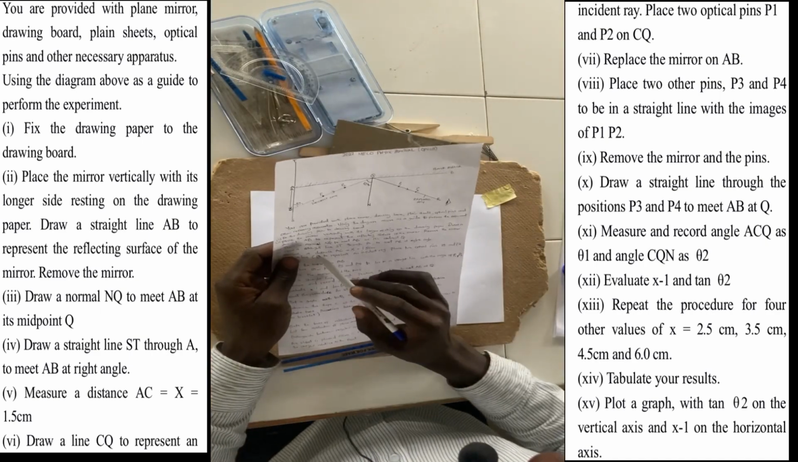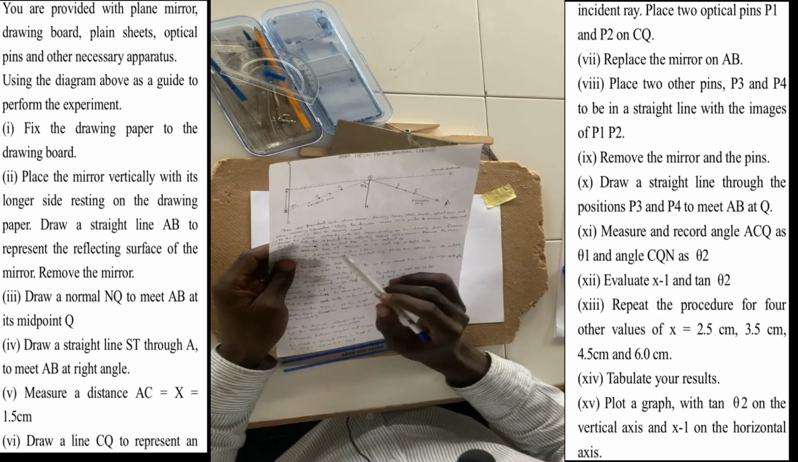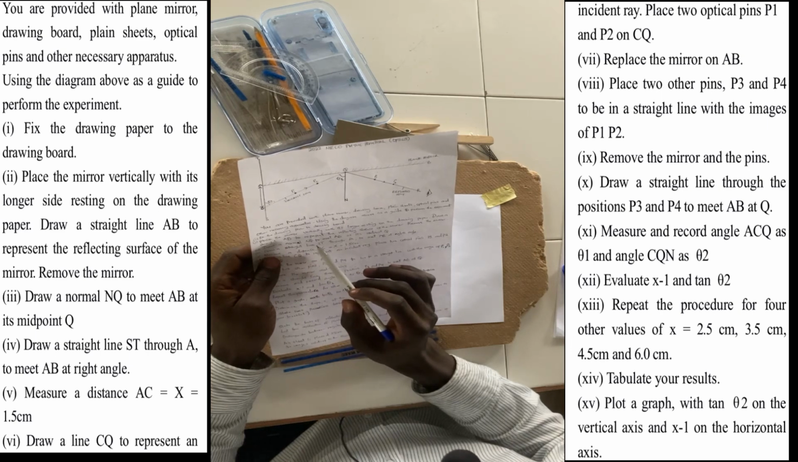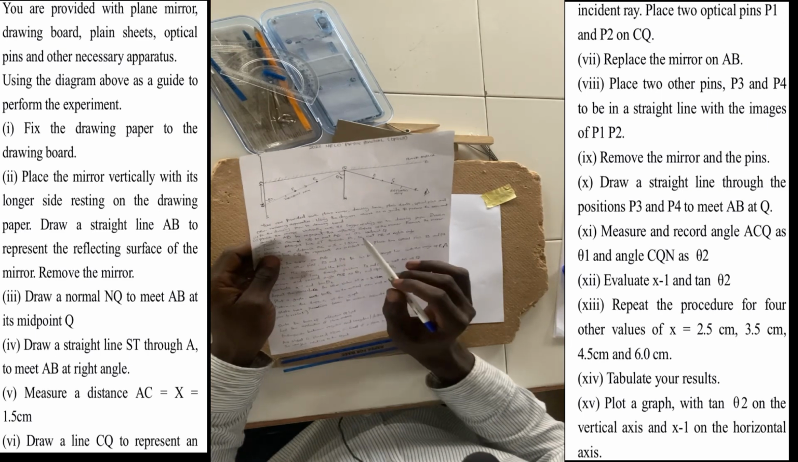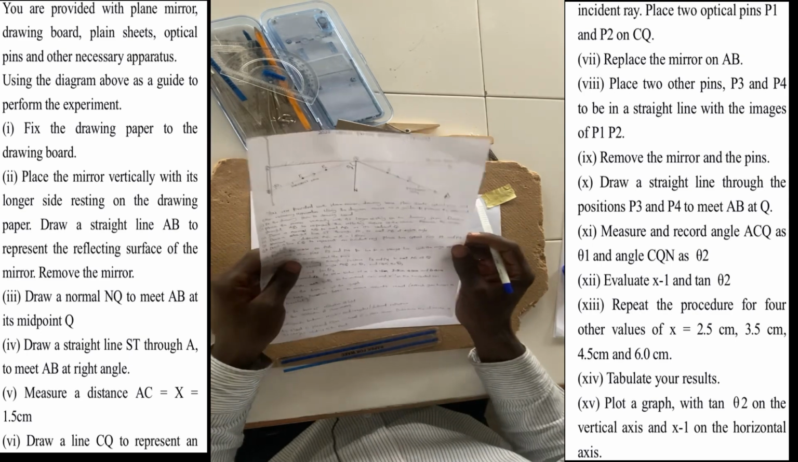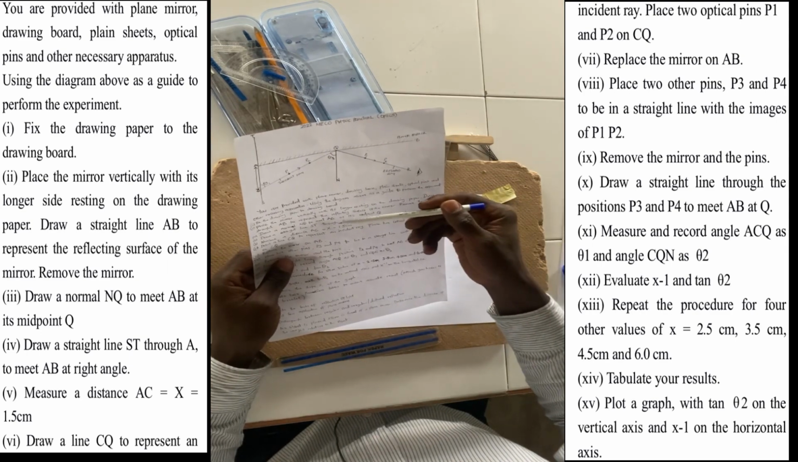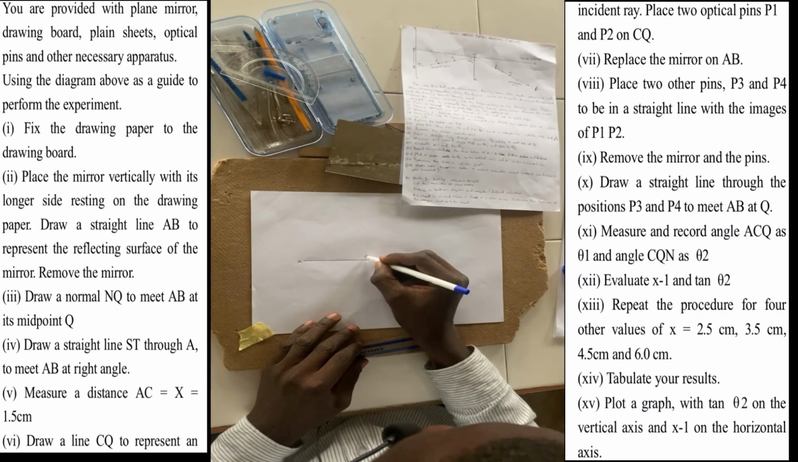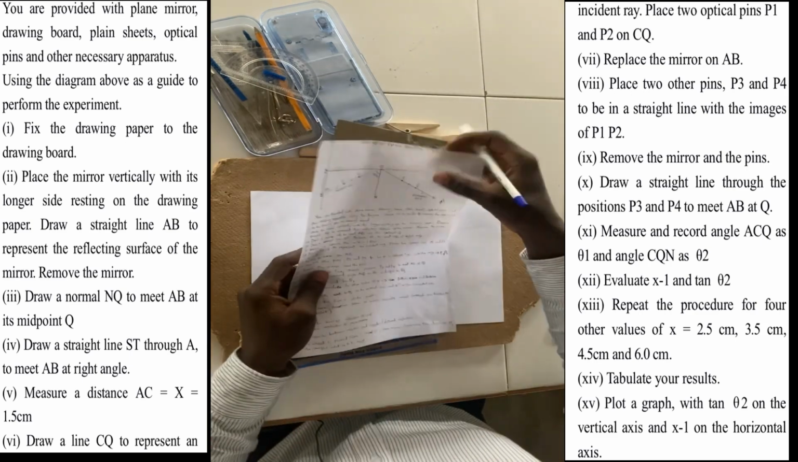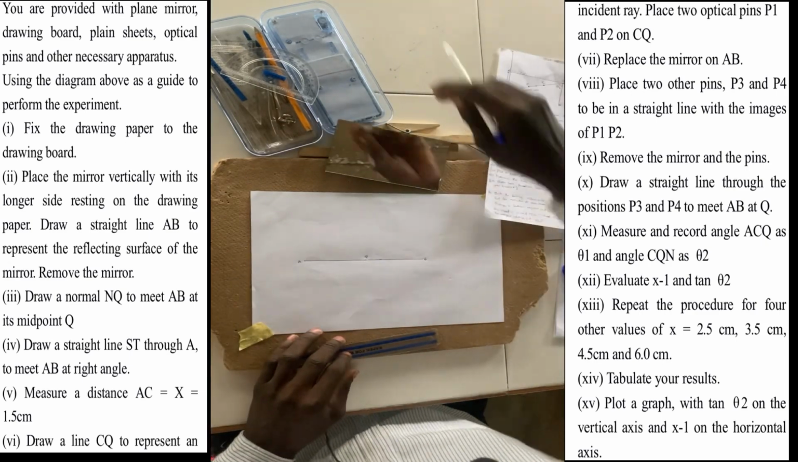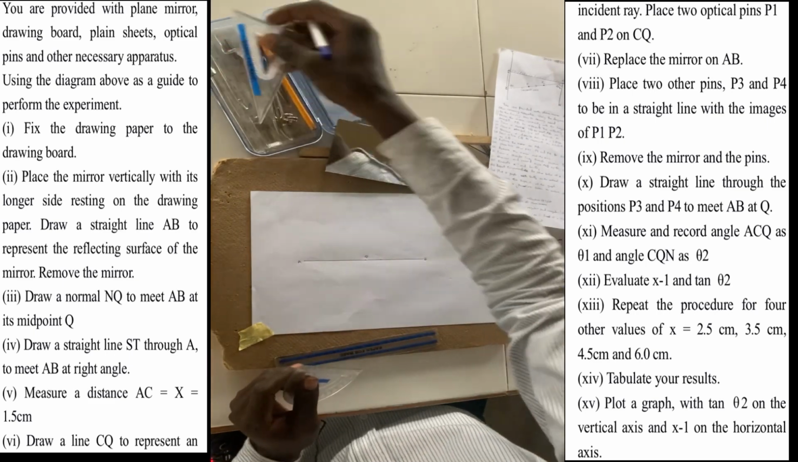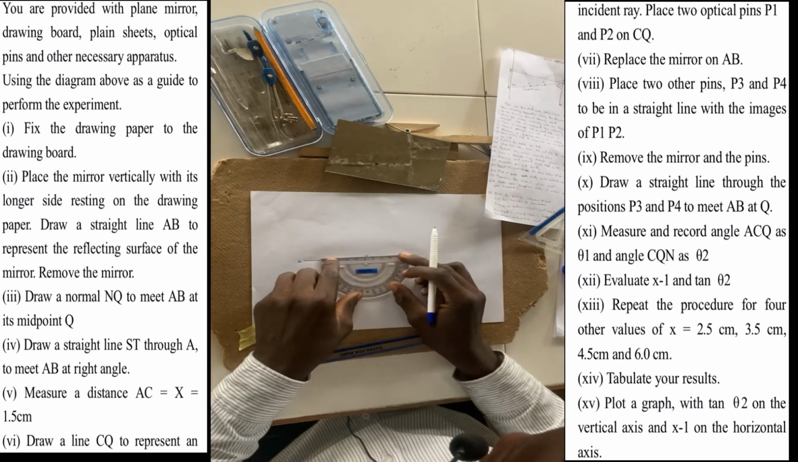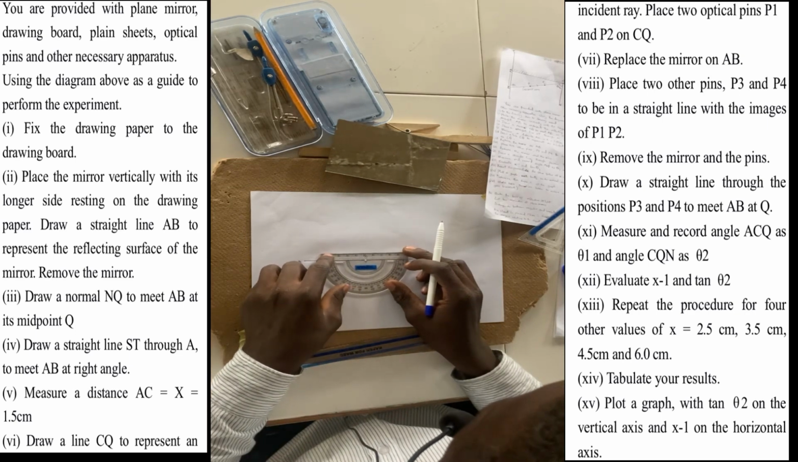The next instruction says, we have done the outline of the mirror, then draw a normal NQ to meet AB at its midpoint. Now we have to draw a normal to meet line AB at midpoint Q. According to the diagram, this place is midpoint Q. How do you go about the normal? You can use a set square to draw your normal, but I'm going to use the protractor to draw my normal now.